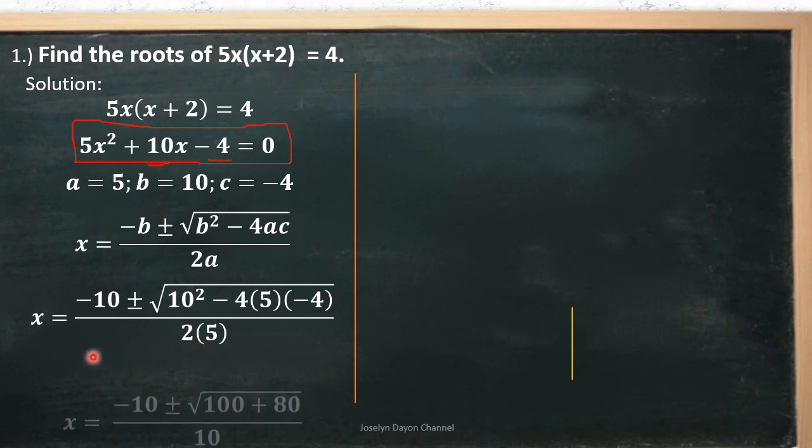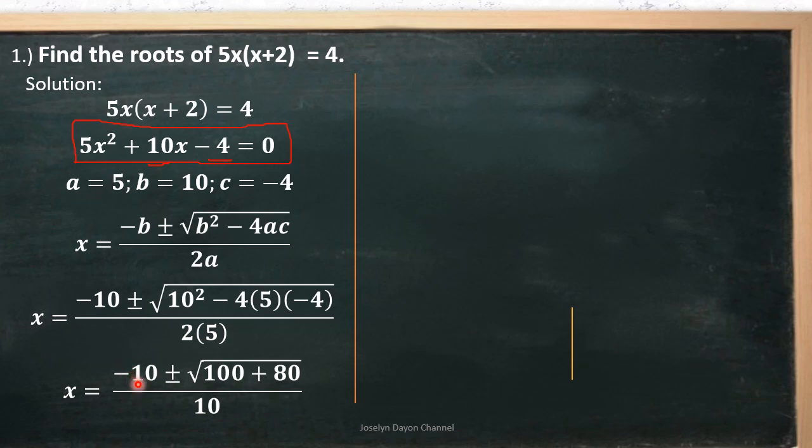Now let's simplify further. Negative 10, just bring down, plus minus 10 squared, that is 10 times 10, so we have 100. Negative 4 times 5 is negative 20 times negative 4. The answer is 80. And the denominator part, you have 2 times 5, that is 10. Simplify further. So just copy negative 10 plus minus 100 plus 80, that is equal to 180. And the denominator, you have to copy 10.